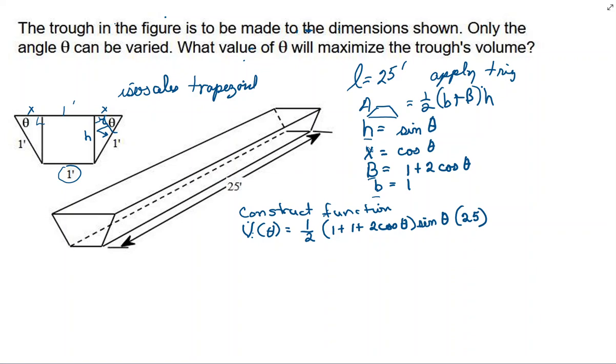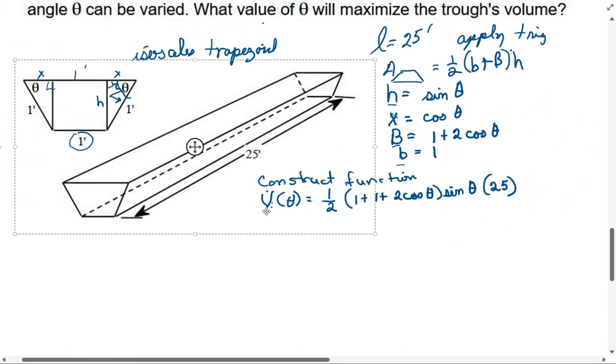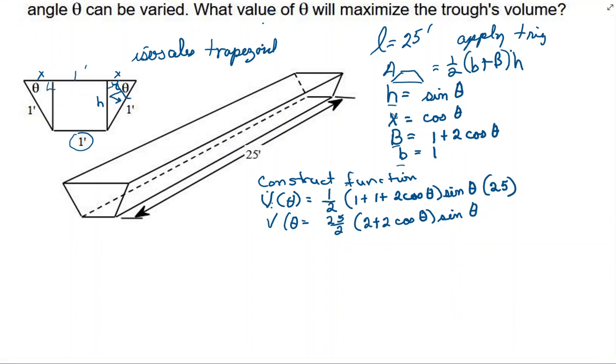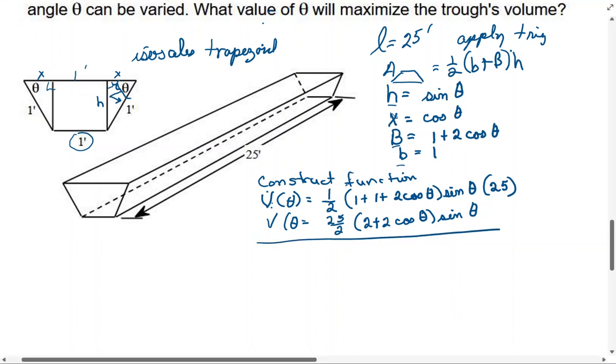Okay. I'm going to clean it up. Sorry about that. I'm going to have the 25 halves up front. I'm going to simplify here. All right. So now that I have that, I'm going to optimize, right? So that means I'm going to take a derivative and set it equal to 0. Okay, here we go.